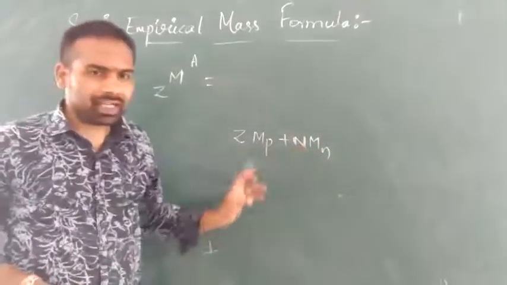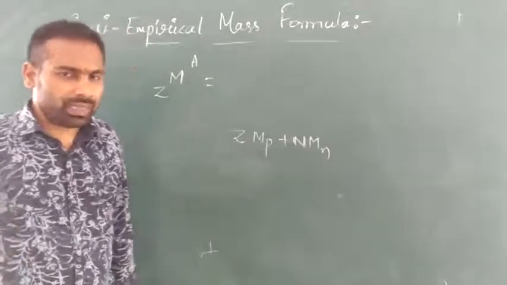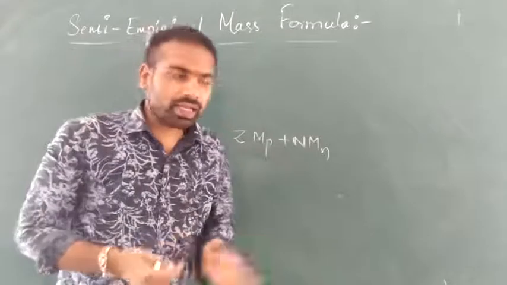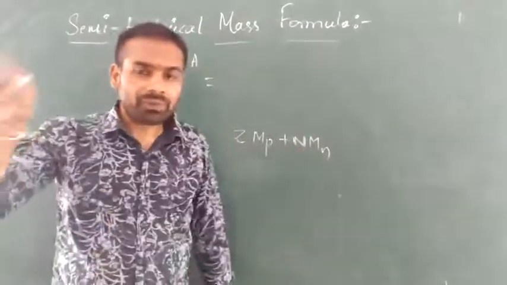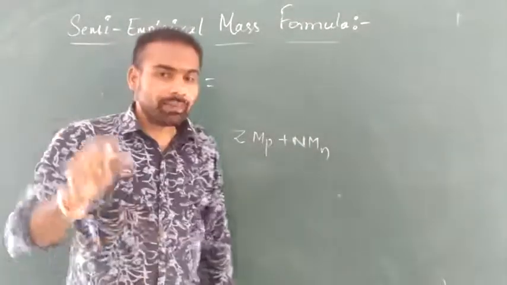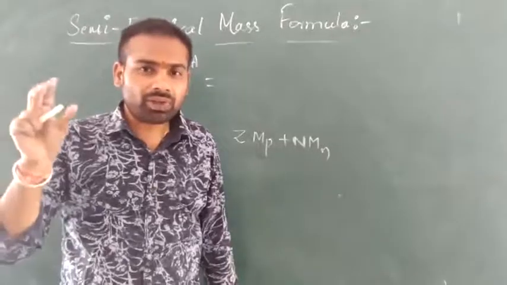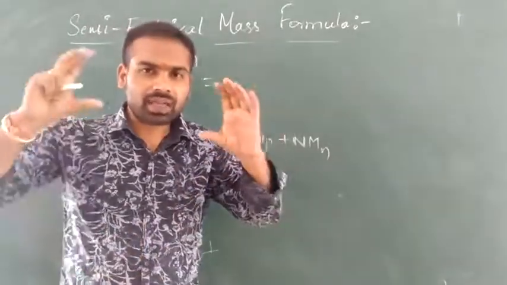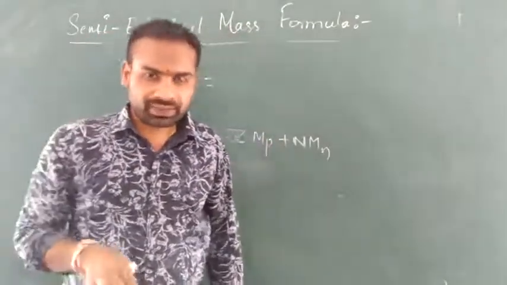That is ZMP plus NMN. Z is the number of protons; the number of protons times the mass of each proton gives the total protons' mass. Similarly, N is the number of neutrons and Mn is the mass of each neutron, so the mass of each neutron times the number of neutrons gives the total neutrons' mass. So the sum of the protons' mass plus the sum of the neutrons' mass gives the total mass of the nucleus, isn't it?